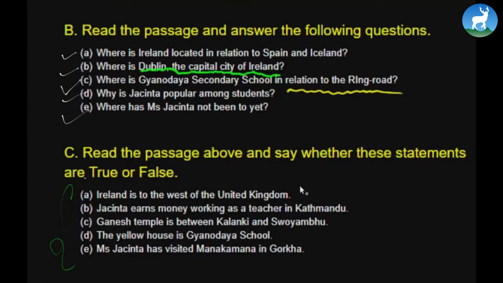The questions are right here, you see. So go through the passage again and figure out whether these are true or false. Ireland is to the west of the United Kingdom. Jacinta earns money working as a teacher in Kathmandu. Ganesh temple is between Kalanki and Soyambu. The yellow house is Ganodaya School. Miss Jacinta has visited Manakamana in Gorkha. So these are fairly easy questions, which you can do for homework.